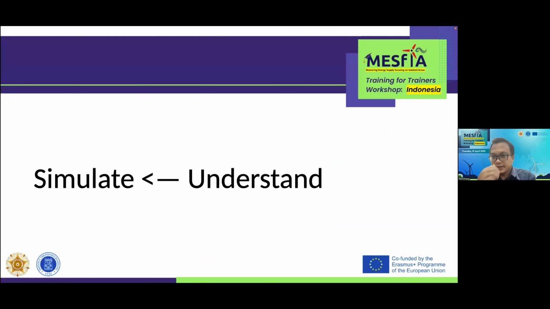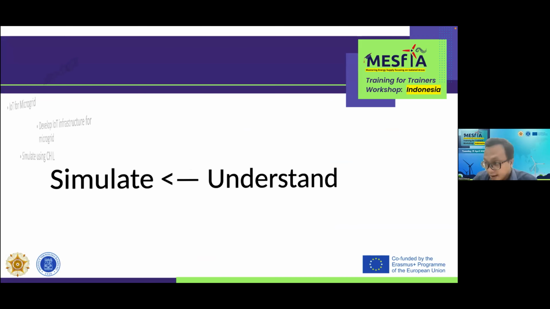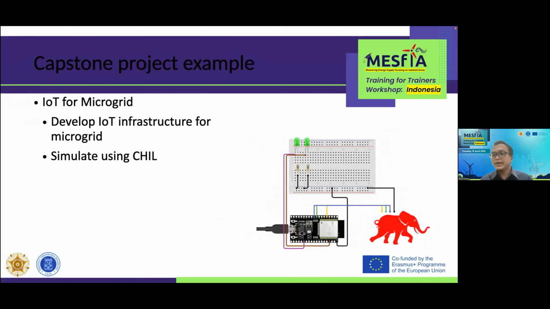This is the last part of my presentation. After the students gain their understanding of the basics, it is time for them to simulate with the rail system. This is an example of our capstone project. We developed the IoT for microgrid. The purpose is to develop the IoT infrastructure for microgrid and have control hardware-in-the-loop testing.